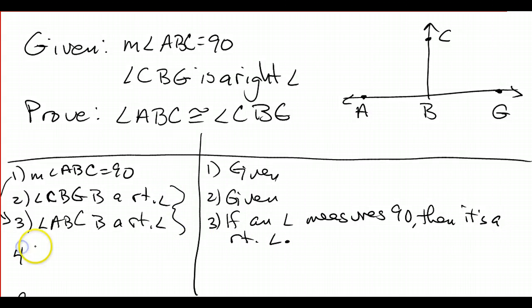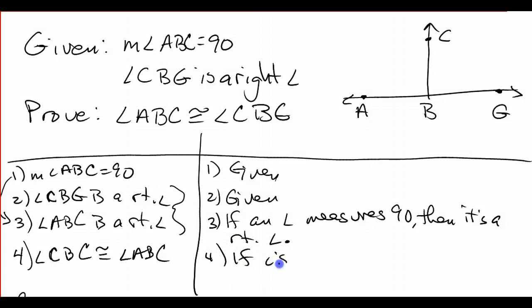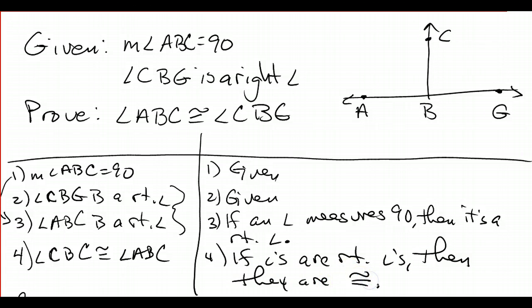Right, so now you can see I have that they're both right angles, and we have a theorem that says if angles are right angles, then they are congruent. So I've got angle CBG is congruent to angle ABC. If angles are right angles, then they are congruent. There you have it.